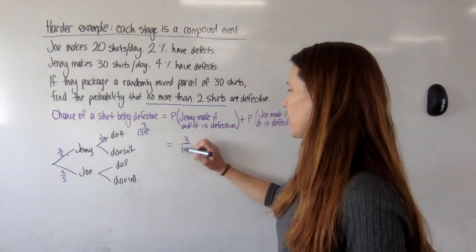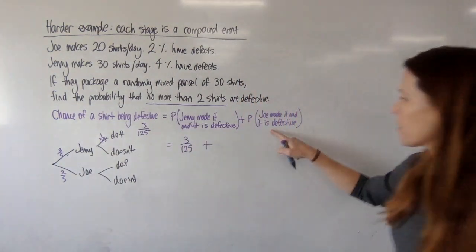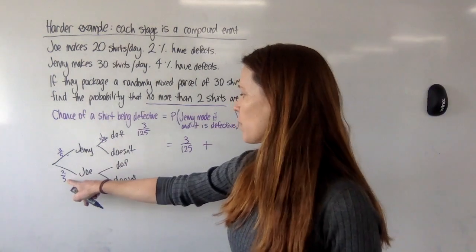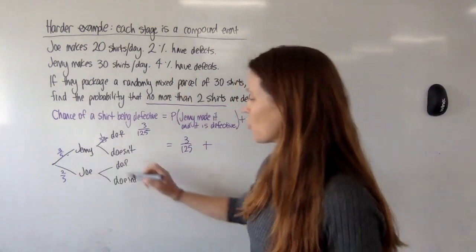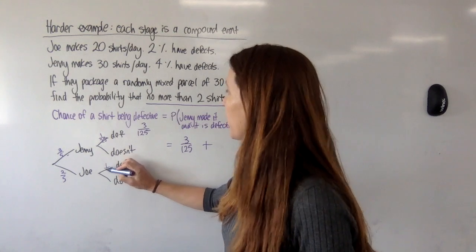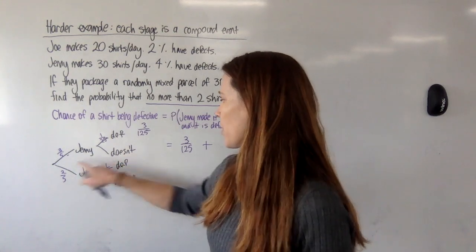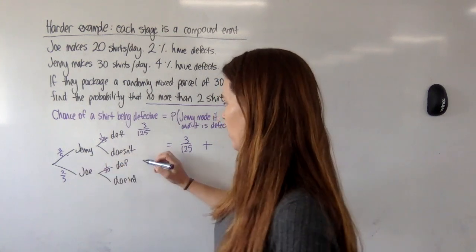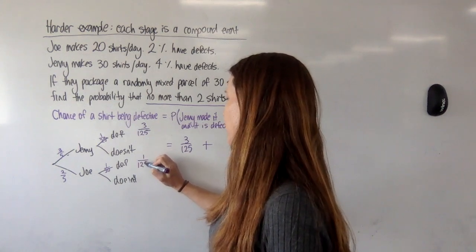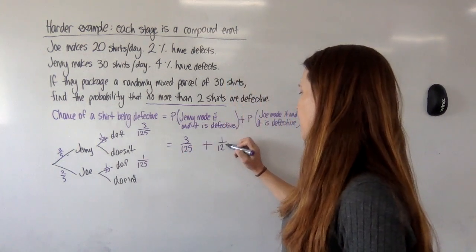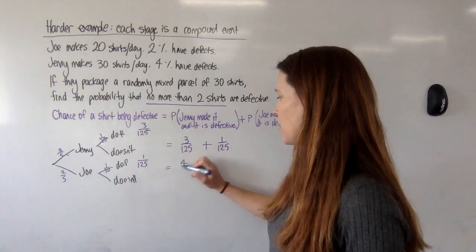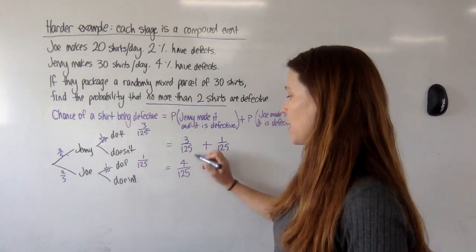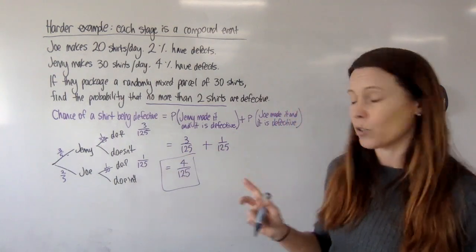So we have 3/125ths, plus the chance that Joe made it, well, that's 2/5, and having a defect, 2%, that's 1 out of 50. So we've got there a chance of 2 out of 250, which is 1 out of 125. So we're adding those together, and we can see the chance of a shirt that we just randomly choose, when we're not sure who made it, is going to be 4/125ths.